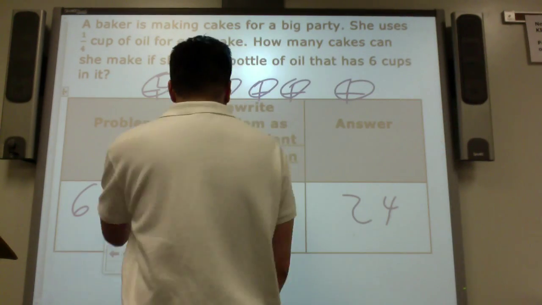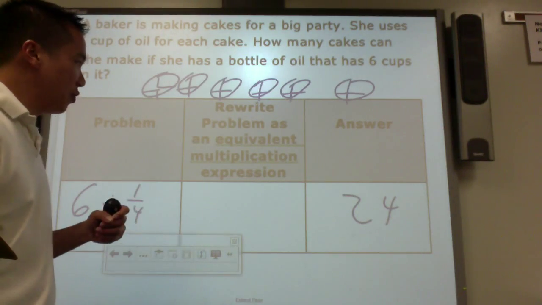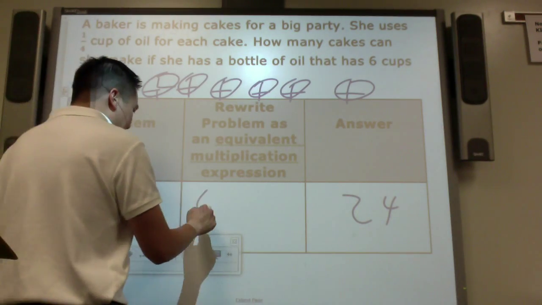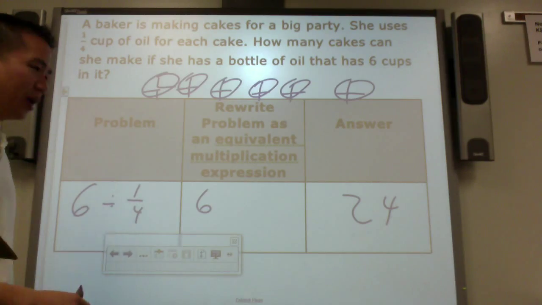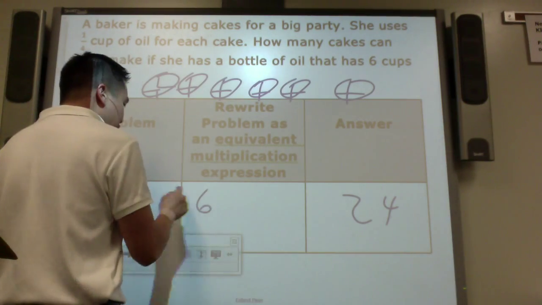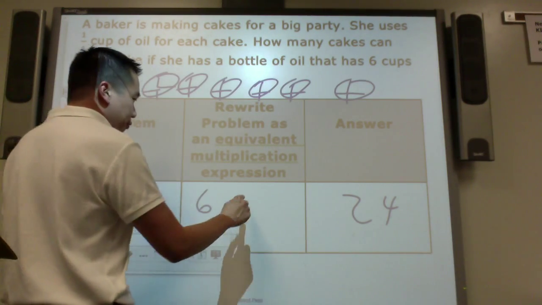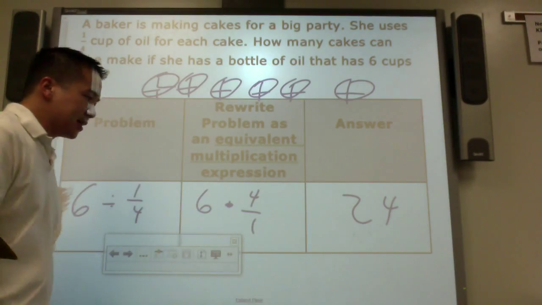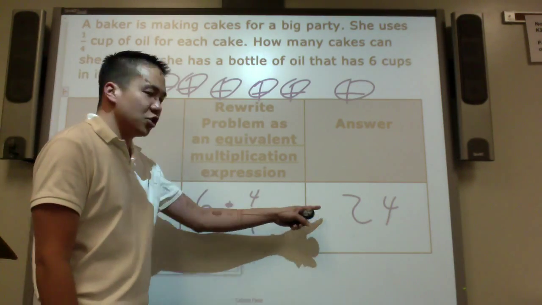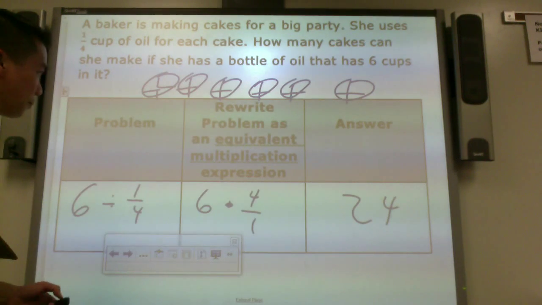But you know what? I want to know how to rewrite it as an equivalent multiplication expression. So I have 6. Is there another way? It's times 4. So I change the division to a multiplication. I do the reciprocal of 1/4, which is 4/1. 6 groups of 4/1 is 24/1 or 24.